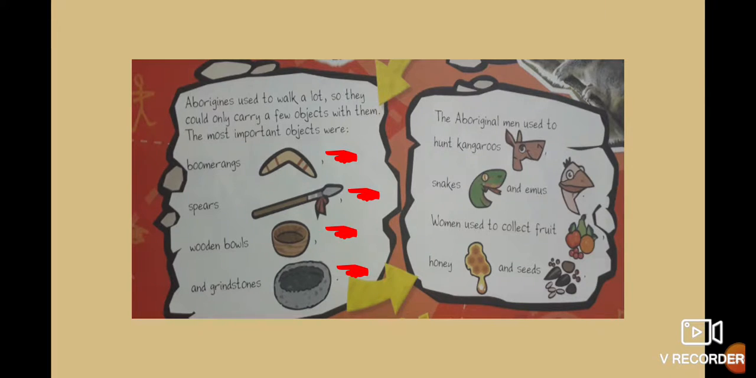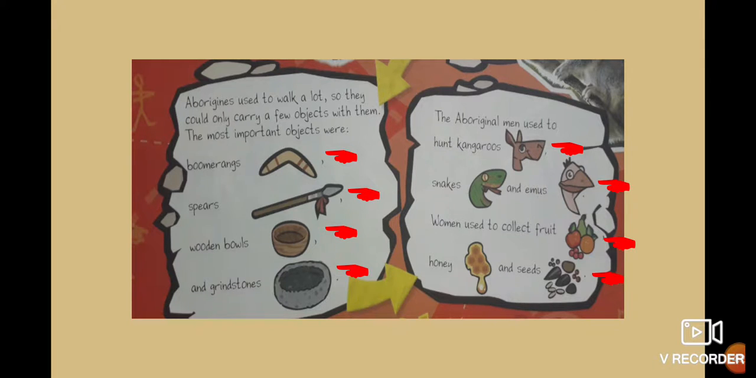And we have the greenstones. The greenstones are similar to a bowl, but they are made of stones, and in those bowls they prepare different medicine for putting on the body if they are hurt. Then the Aboriginal men used to hunt different animals, for example, kangaroos, snakes, and also emus. These are the favorite animals that they like to hunt. Then the women used to collect fruit and also honey and some seeds for eating. For that reason, they are in a good physical appearance and very healthy.